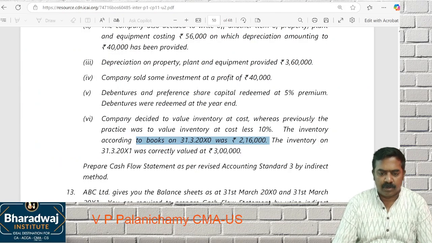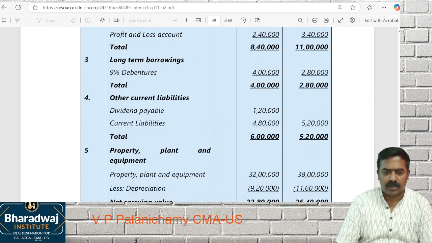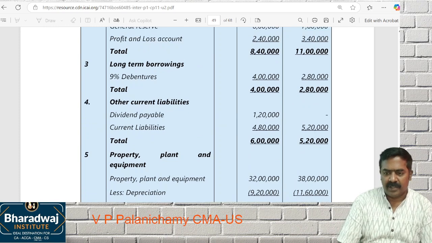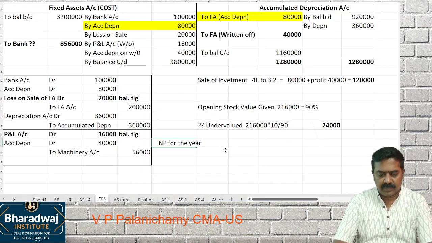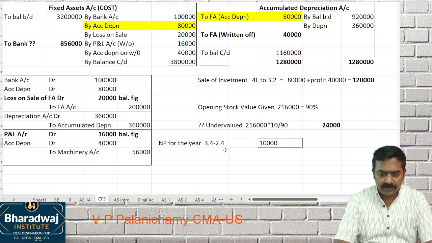Take the P&L account opening and closing balance, which they have given in the notes to accounts. P&L account: 2 lakh 40 to 3 lakh 40. 3 lakh 40,000 minus 2 lakh 40,000 is 1 lakh added.